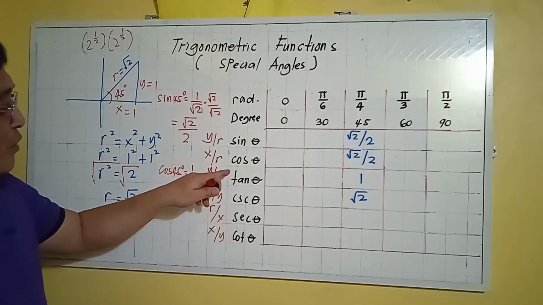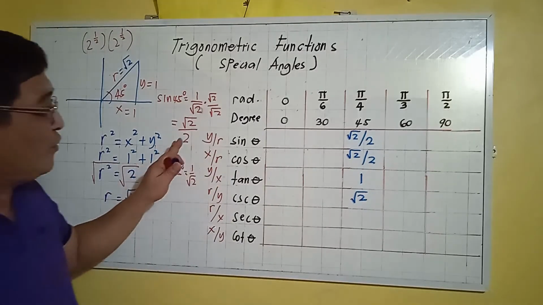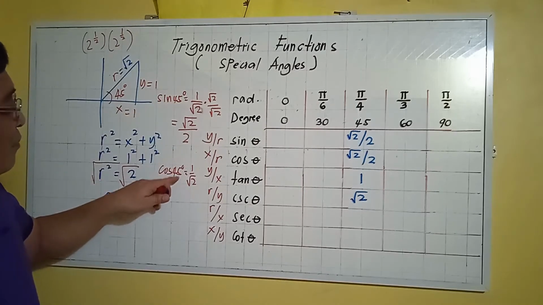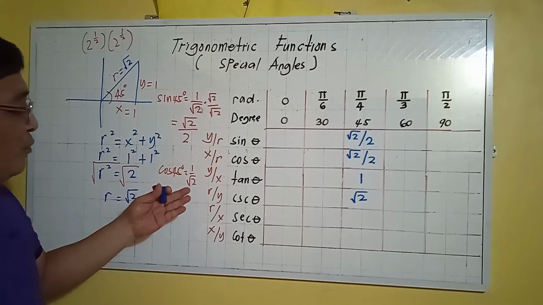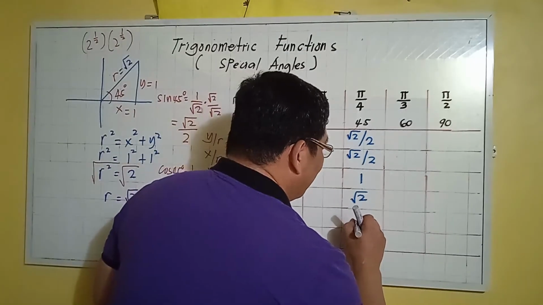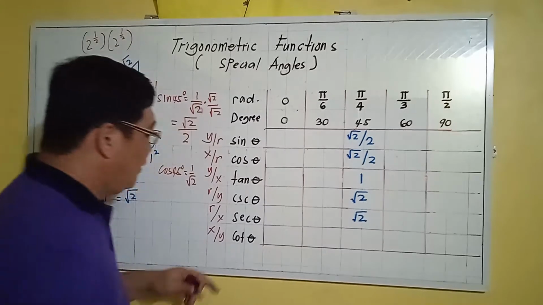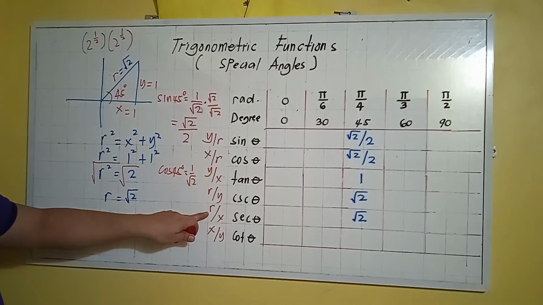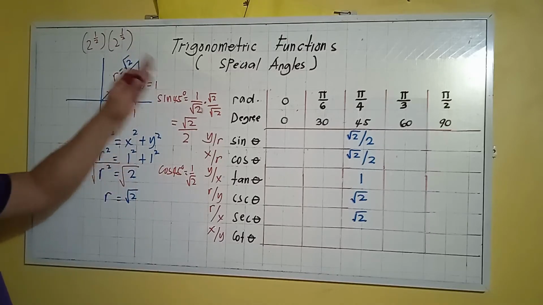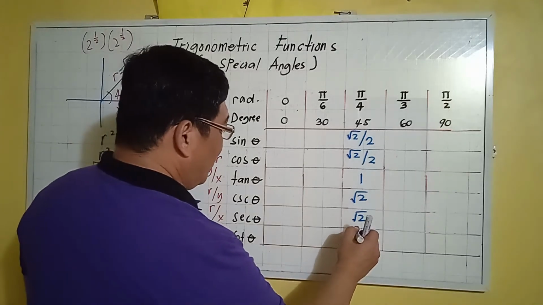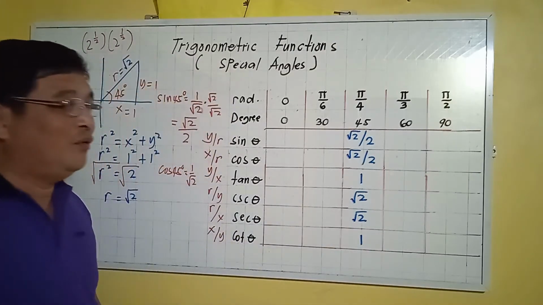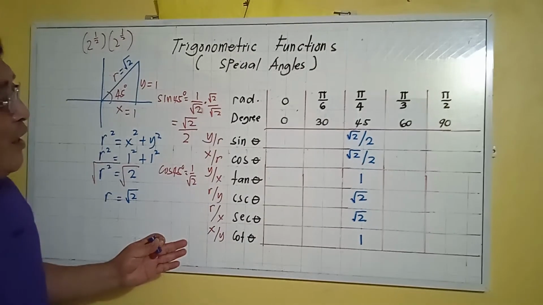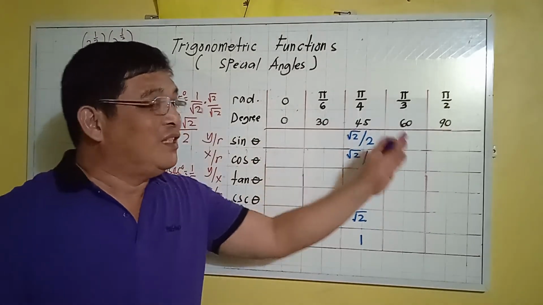Second, the reciprocal of cosine theta, ganun din yan, pareho lang naman yung sine 45 sa cosine 45, 1 over square root of 2, reciprocal of this is square root of 2. Cotangent, reciprocal of 1 over 1, which is 1 over 1, reciprocal, we have cotangent is equals to 1. Okay? Tapos na tayo sa 45 degrees. Saan naman tayo pupunta? It's either 30 degrees or 60 degrees.